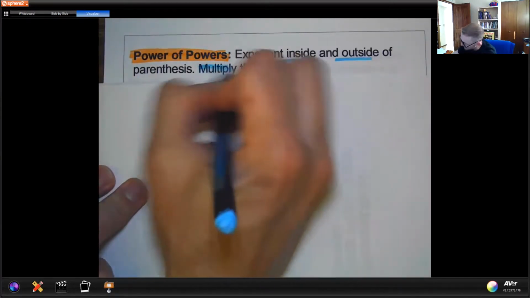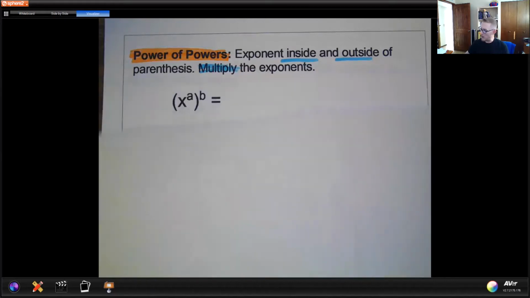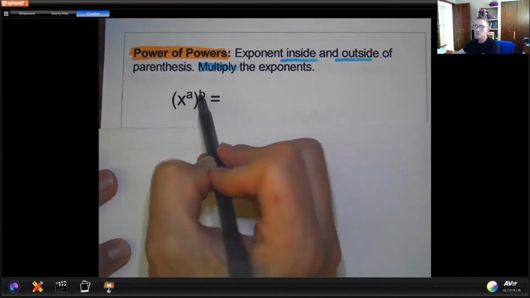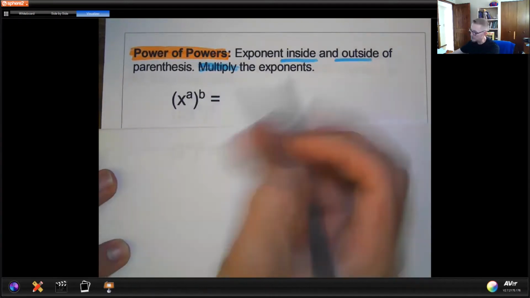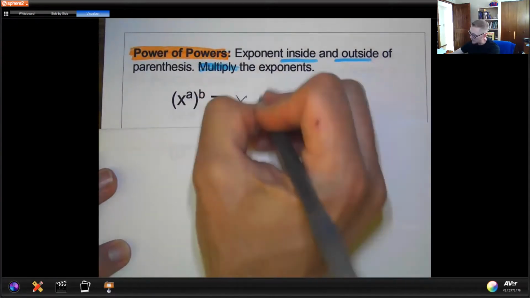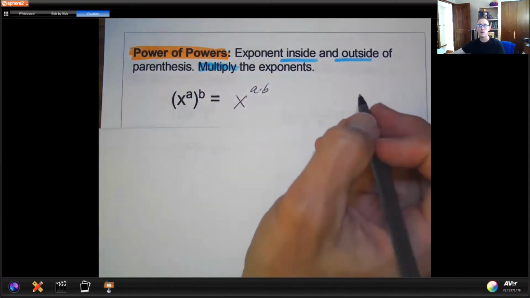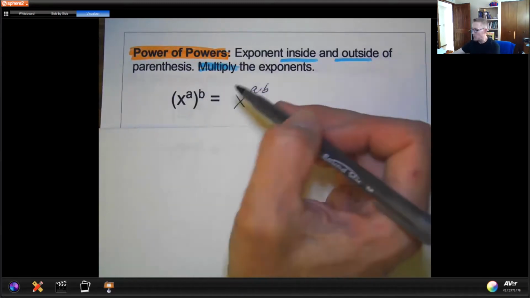Whenever you see that, you will multiply those exponents. So if we're talking about power of powers, x to the a raised to the b power. So here's the exponent inside, here's the exponent outside. The base stays the same, but the exponents multiply by each other. So remember, in part one, we added them, but now if I have an exponent inside and outside, I will multiply.